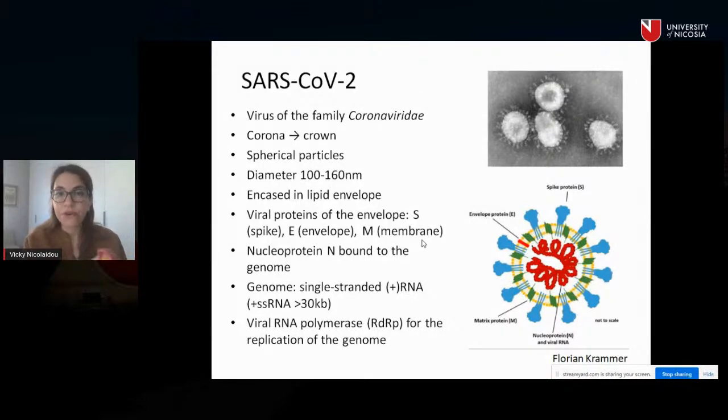Coronavirus also has the nucleoprotein N that is bound to the genome. And the genome of the coronaviruses is made of RNA. It's a single-stranded positive polarity RNA molecule. Together with that, there is also a viral RNA polymerase, which is an enzyme that the virus uses to replicate its RNA genome, so that each new viral particle that is produced can have its own copy of the genome. These enzymes, interestingly, can make mistakes during this copying process. So this is one of the ways how these viruses can evolve very quickly.